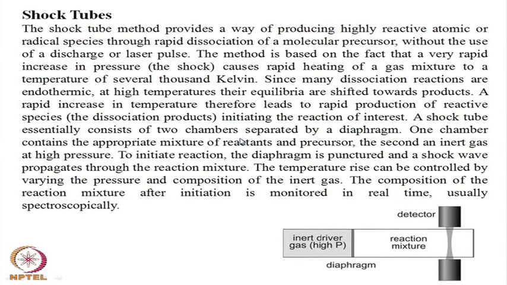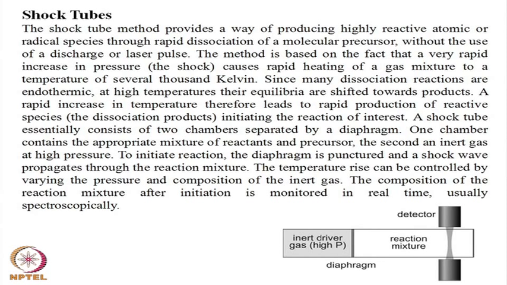There is another method which is called the shock tube. The shock tube method provides a way of producing highly reactive atomic or monatomic radical species through rapid dissociation of a molecular precursor without the use of a discharge or laser pulse. In that case, you don't use any laser pulse or discharge. You don't use anything. So, what you do, you just put some shock.